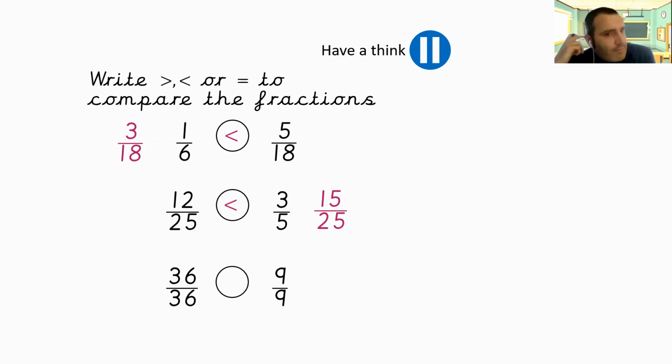Now the bottom one is a bit of a trick question. Our denominators and our numerators are both equal. So both of these are equal to 1. So if both sides are equal to 1, the symbol that goes in the middle will be equals. Now you could have spent time and worked out that 9 times 4 is 36 to get the denominators equal, and then done the same for the numerators. But one of the things to remember is, so long as the denominator and numerator are the same, it will be equal to 1.